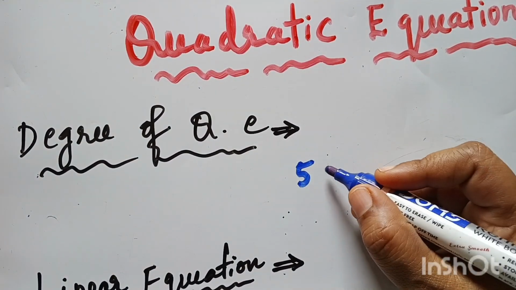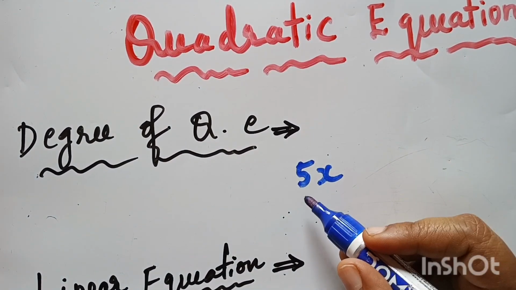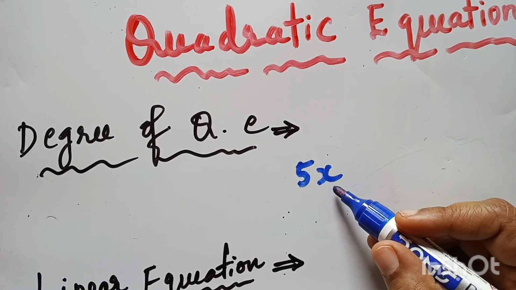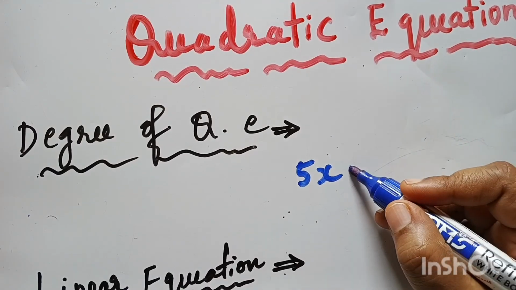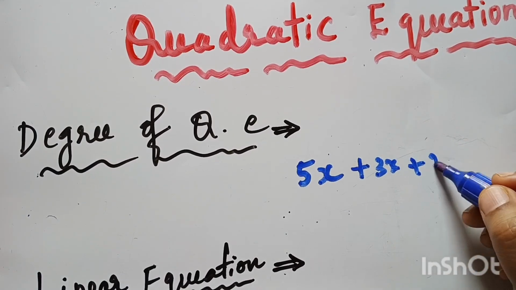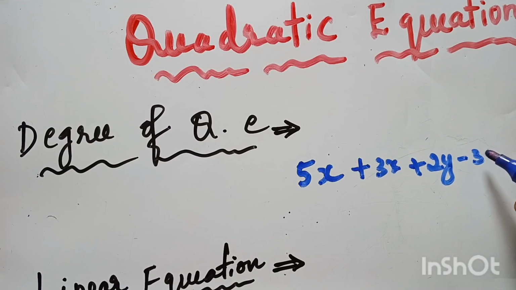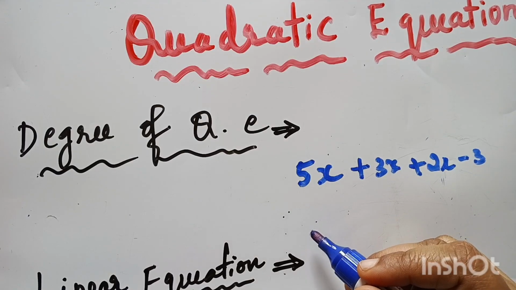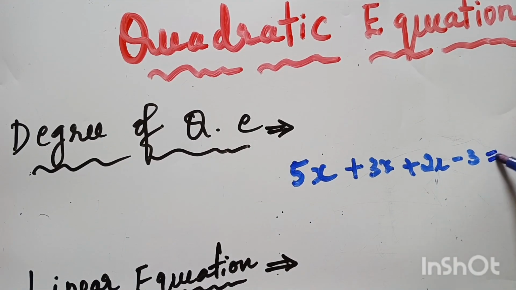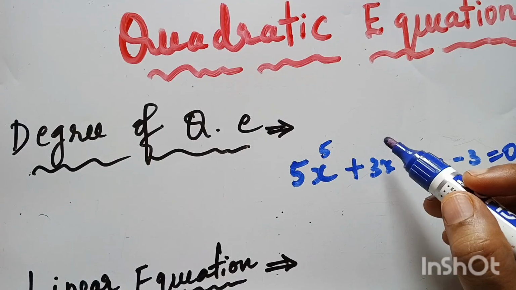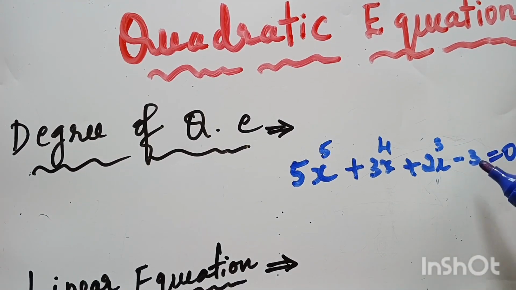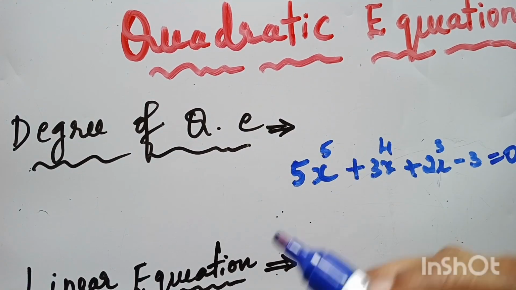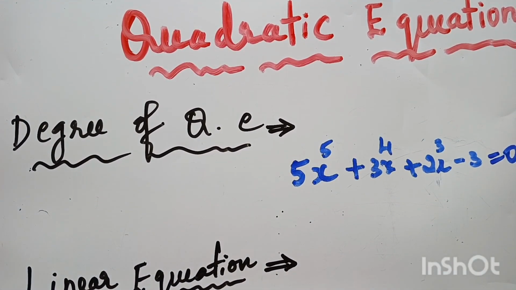Constant is 5, variable is x. So numbers are called constants, and letters are called variables. Letters are variables. So 5x plus 3x plus 2y minus, no, I'll write in x only, x minus 3. So the degree of an equation means the highest power or highest exponent.